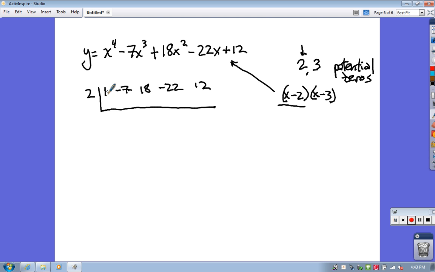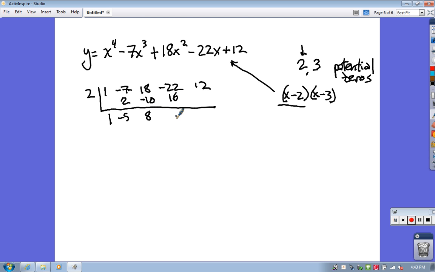Now I do my synthetic division. Remember, in synthetic division, this comes down, and then I go times, and then I add these. So negative 7 plus 2 is negative 5, and then I multiply, negative 10. 18 minus 10, I just add these, is 8. Then 2 times 8 is 16.